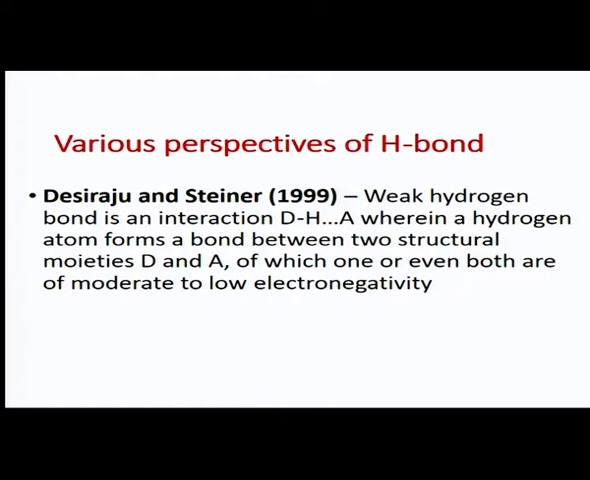Desiraju and Steiner in the year 1999 defined the weak hydrogen bond as an interaction D-H...A, wherein a donor D bonded to hydrogen is attracted towards an acceptor A, and the hydrogen atom forms a bond between two structural moieties D and A, the donor and acceptor, of which one or even both are of moderate to low electronegativity. So, Desiraju, based on his contributions to the hydrogen bond, has in fact written a textbook on crystal engineering.